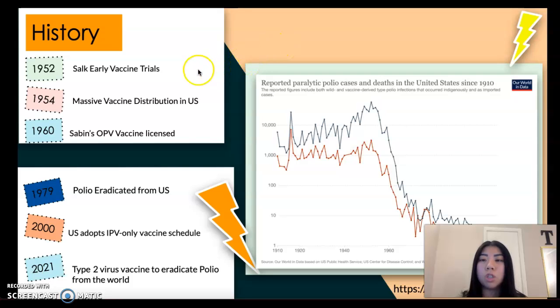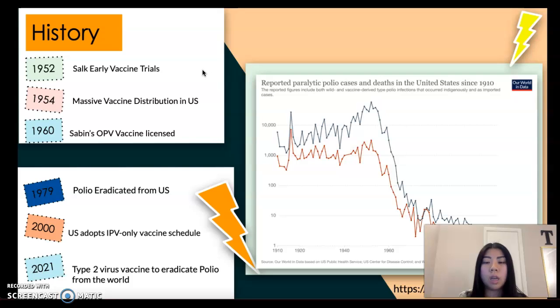So in 1952, Jonas Salk, who was a virologist in the U.S., began his early vaccine trials by testing a trivalent vaccine that was using a human-killed virus to protect against polio. So these subjects that they used were mainly children who were physically and mentally disabled. The vaccine trials were a success, and in 1954 there was massive vaccine distribution in the U.S.